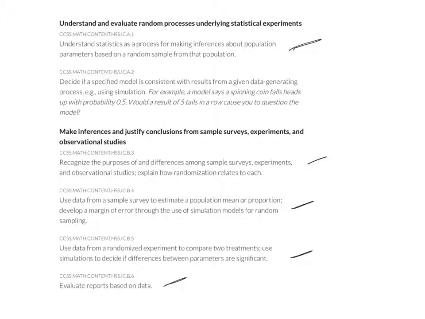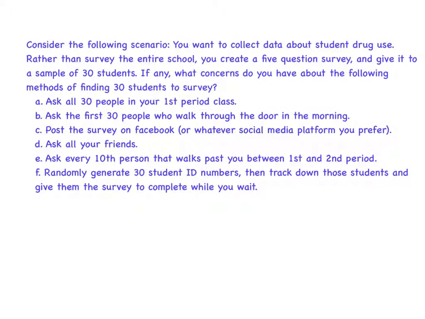So this first one, we're going to be covering some sampling methods and bias. So first off, if we think about the following scenario, we want to collect data about student drug use. Rather than survey the entire school, we create a 5-question survey and give it to a sample of 30 students. What, if any, concerns do you have about the following methods of finding 30 students to survey? Asking all the people in your first period class.